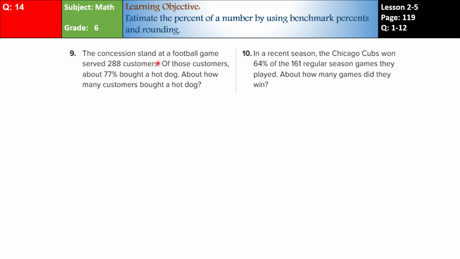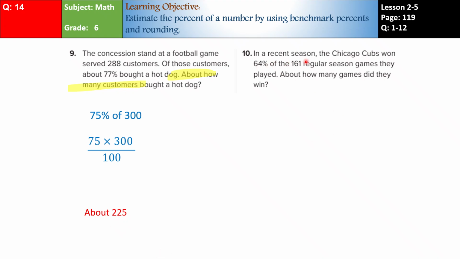The concession stand at a football game served 288 customers. Of those customers, about 77% bought a hot dog. About how many customers? Again, about means estimation. So 288 is closer to 300 and 77 is closer to 75. 75 multiplied by 300 over 100. Simplify them. The answer is 225.